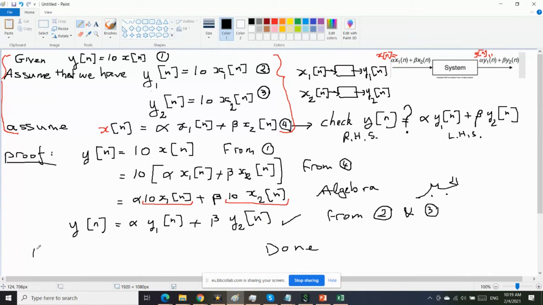Therefore, the system is linear. Clear? So this is the correct way to prove it. Correct steps to prove it: you justify all your steps, you show me the proof, you show me the steps, you justify your steps. Everything's clear.